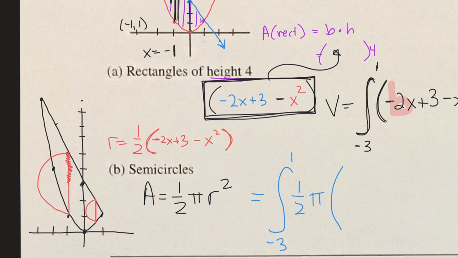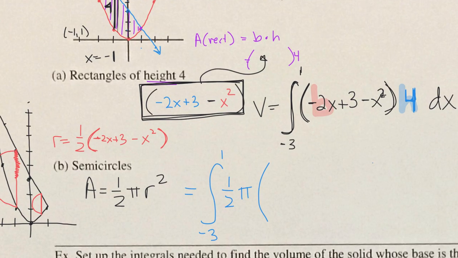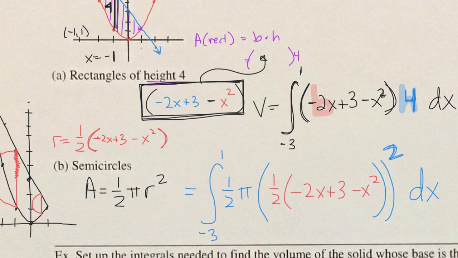Now my radius is changing, right? The radius is, like I said before, half of the distance in between my curves. I'm writing it like this because it's the top equation minus the bottom equation. That's my radius. And what am I doing to my radius for my area? I am squaring it. And then I don't have anything else, so dx is going to be how we finish off our integral.